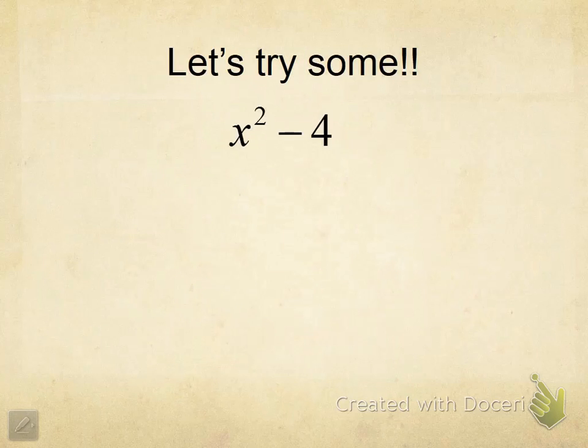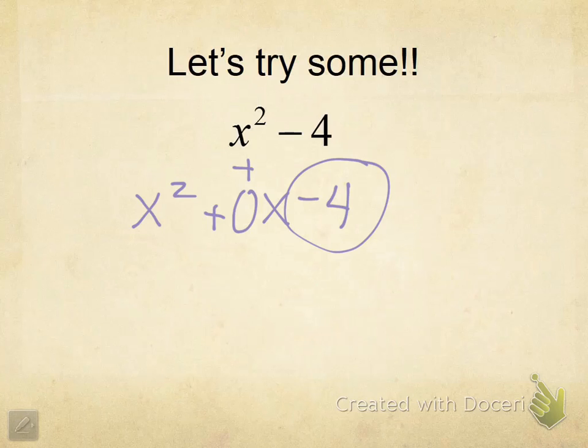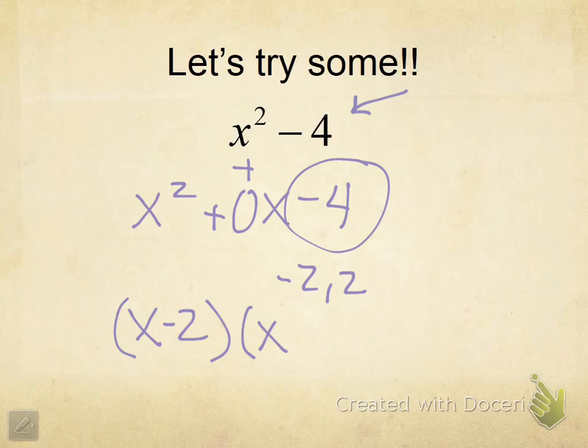Okay, so we're going to try some of the special cases. When I look at this, it's the same thing as x squared plus 0x minus 4. So I need to think of two things that multiply to get me -4 and add to get 0. I can think of -2 and 2. An easy way to think of these is to take the square root of 4 and then make one positive and one negative to see which ones work. So my answer is x minus 2 and x plus 2, because that will FOIL to get me x squared minus 4.